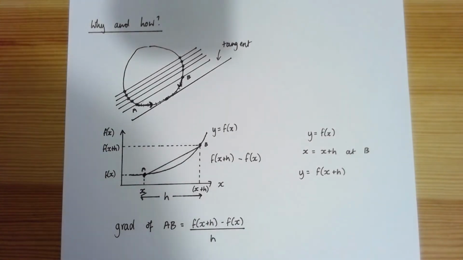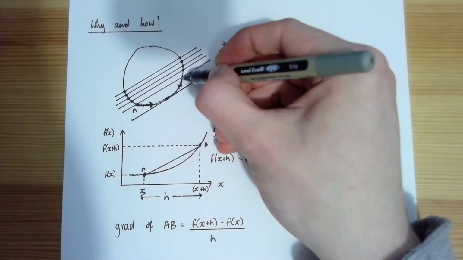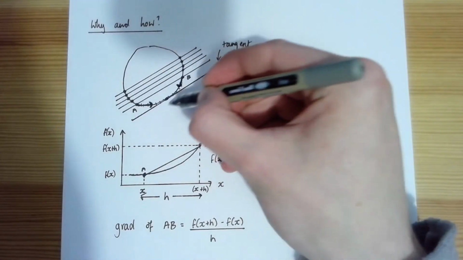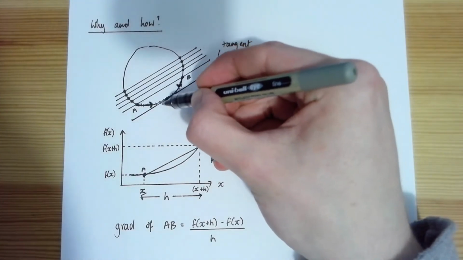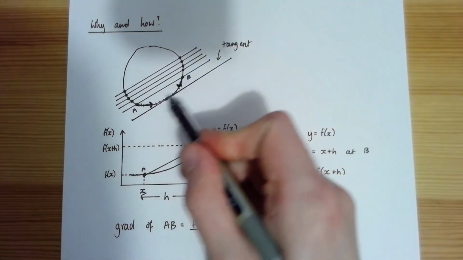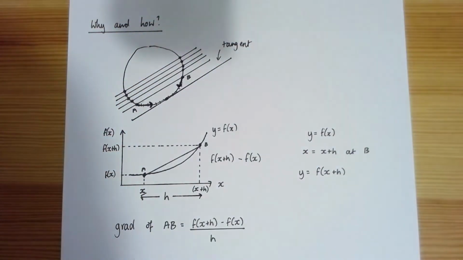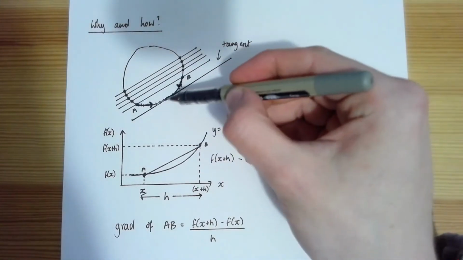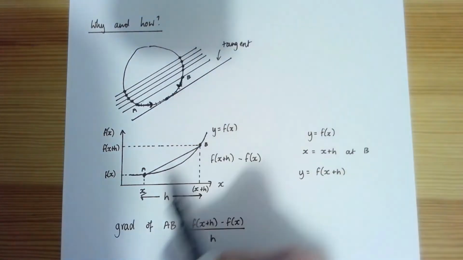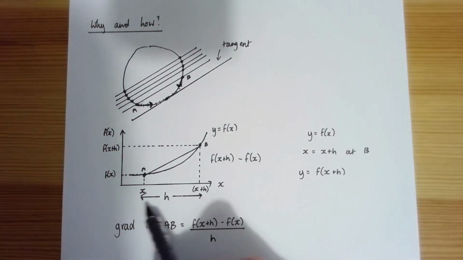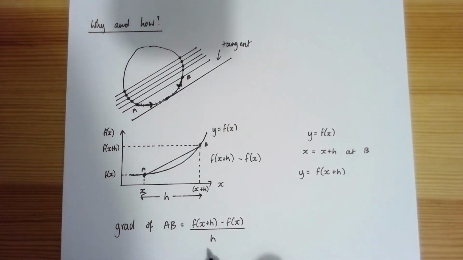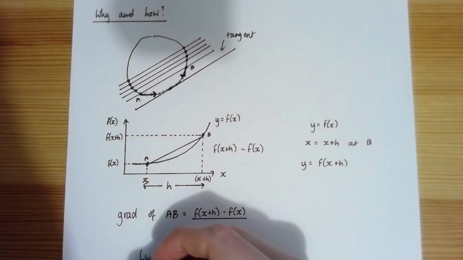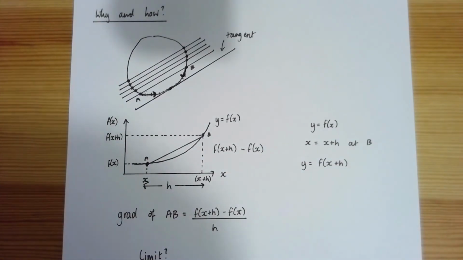But what we've got to remember, like I said at the start of this video, is that A and B never actually reach this point of intersection between the circle and the tangent, because we never want the length of that chord to become 0. H can never equal 0, because then we're dividing by 0 and everything goes wrong. So what we're going to have to do is introduce something called a limit. And what is a limit?